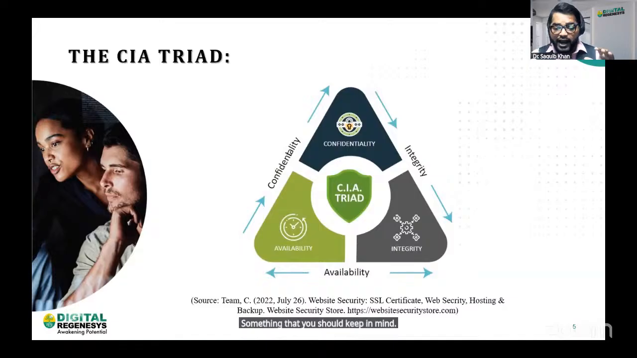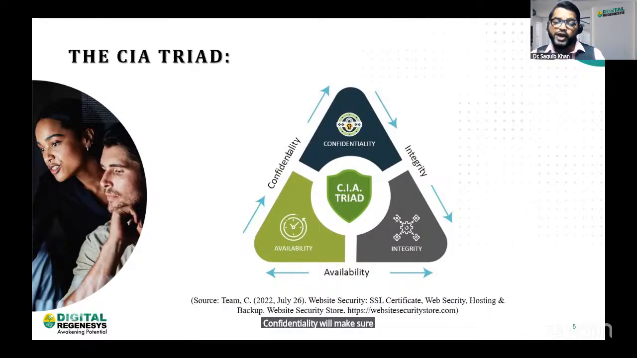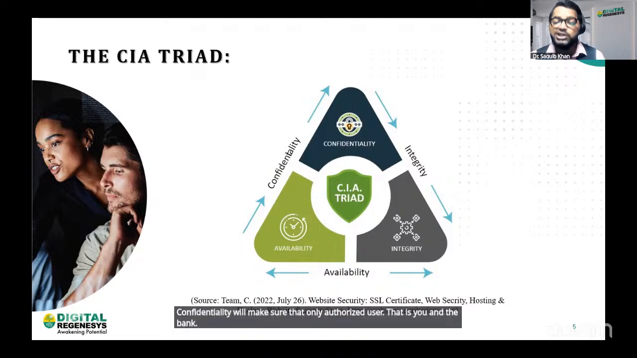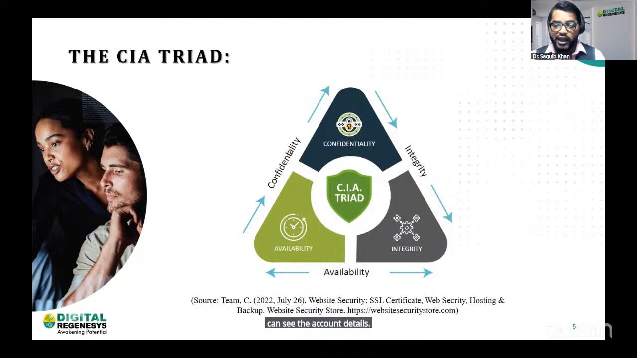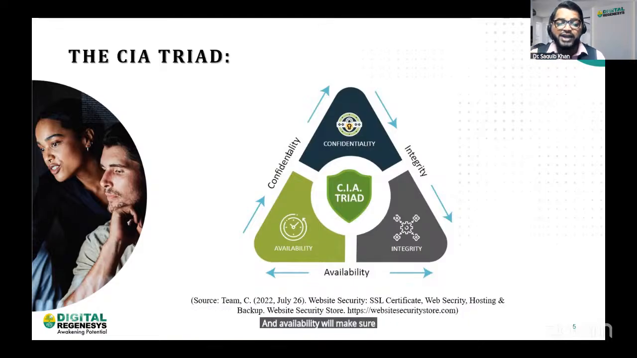So when we look at an online banking system, confidentiality will make sure that only authorized users, that is you and the bank, can see the account details. Integrity will make sure that your account balance is accurate after every transaction. And availability will make sure that you can access your bank account anytime from the website or mobile app.